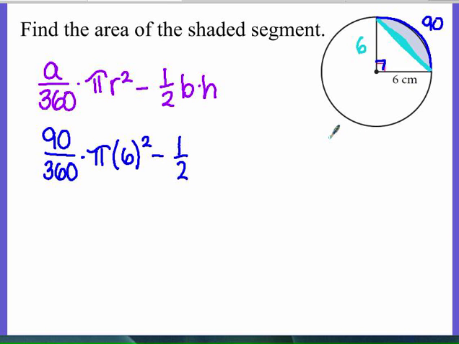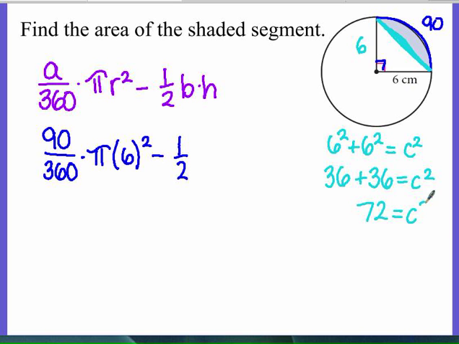6 squared plus 6 squared equals c squared. So I know 6 squared is 36, plus 36. What is 36 and 36? 72. How do I solve that now? Take the square root. So what is the square root of 72?